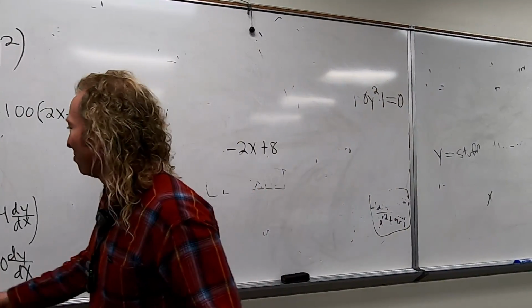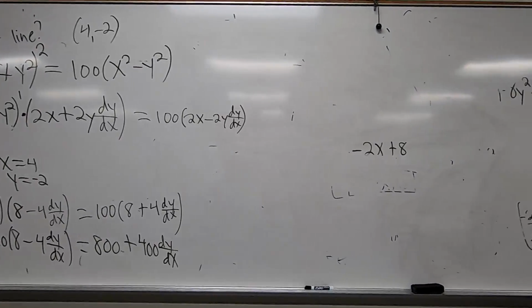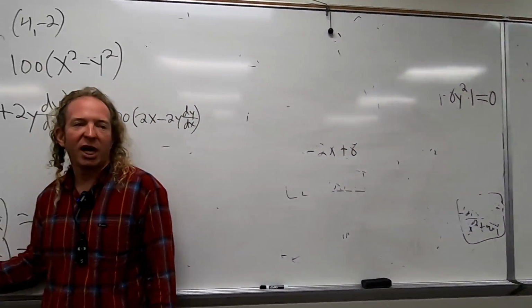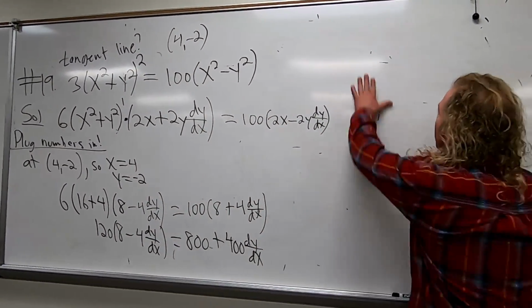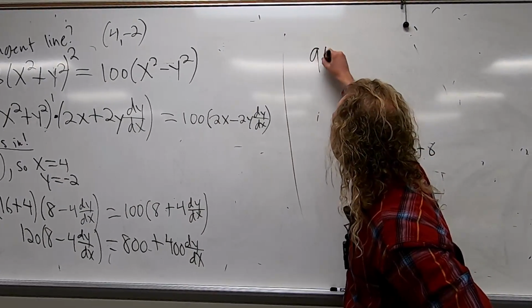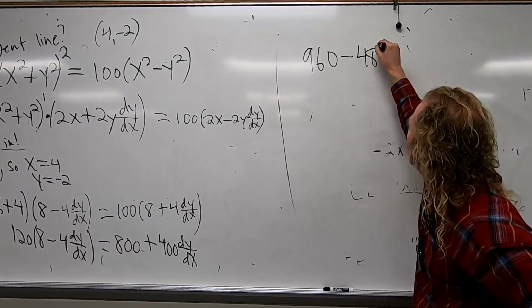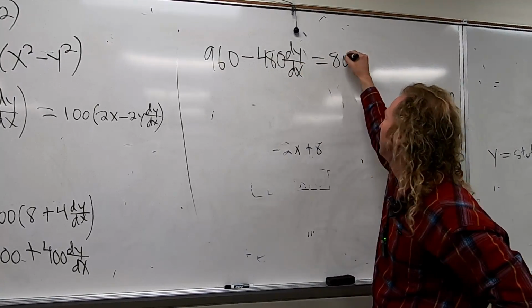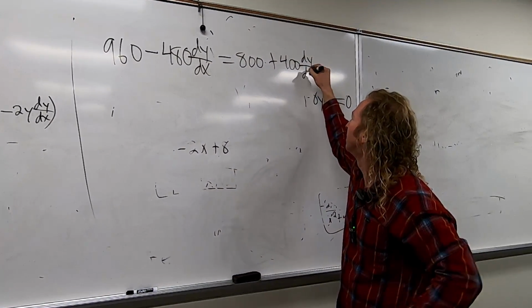All right, distribute the 120. 8 times 120 is 960, I believe. Right, because 8 times 100 is 800. 8 times 20 is 160. 160 plus 800 is 960. So you get 960 minus 480 dy dx equals 800 plus 400 dy dx.